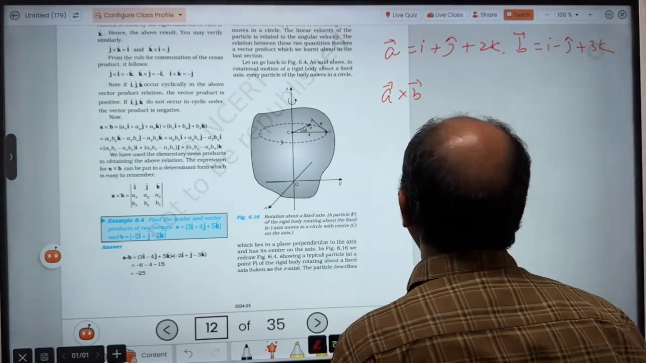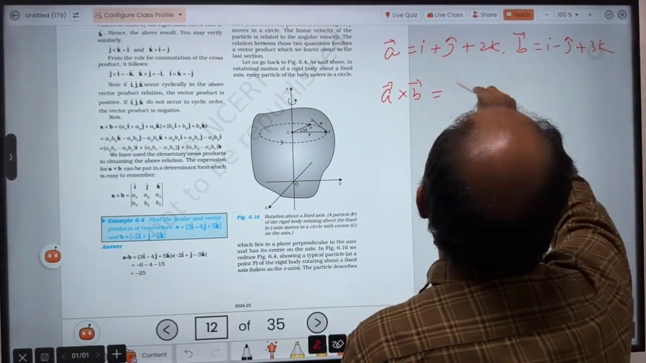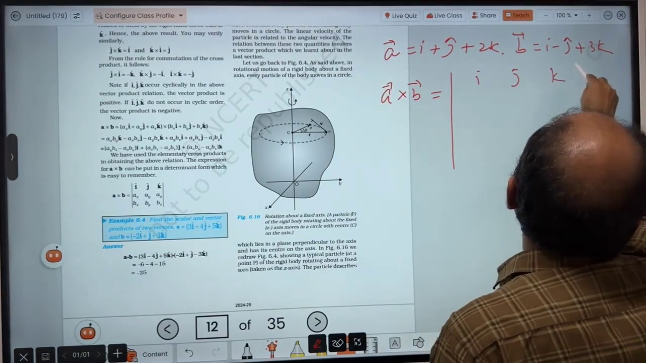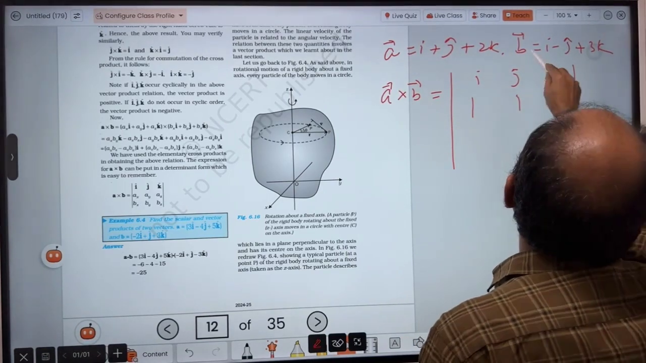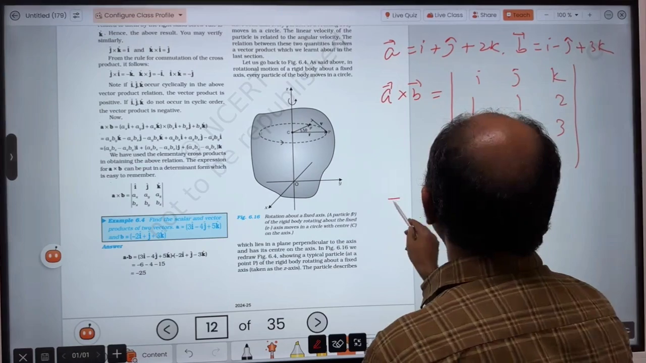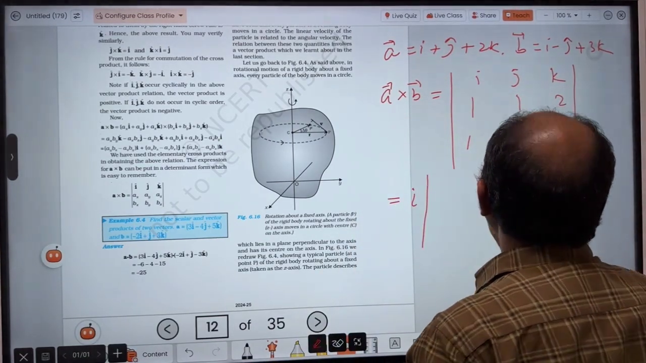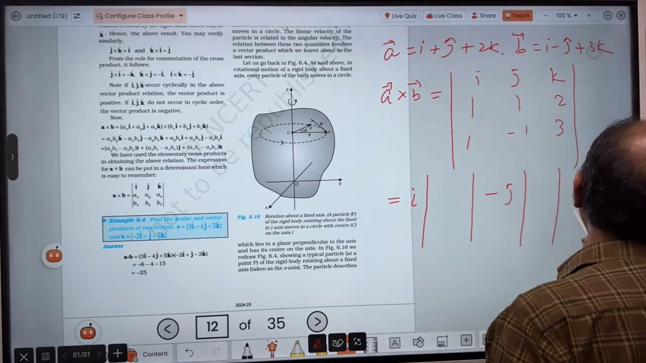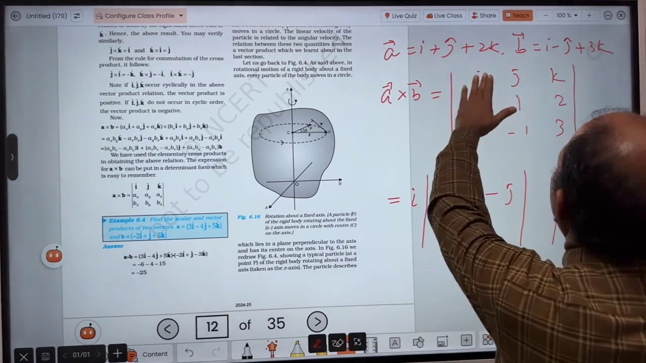Then what do we do? For that, we write here i, j, k. Then write the coefficients 1, 1, 2. Then 1, minus 1 and 3. Now, again the same thing: write here i cap and then a determinant, then minus j cap, then a determinant, plus k cap, and then a determinant. Let's put in the values.